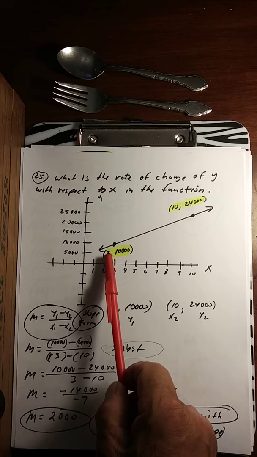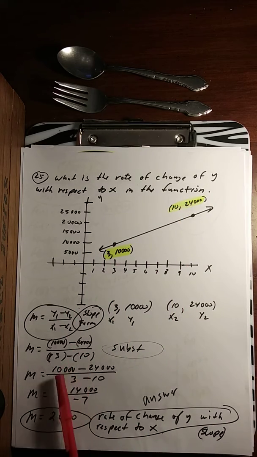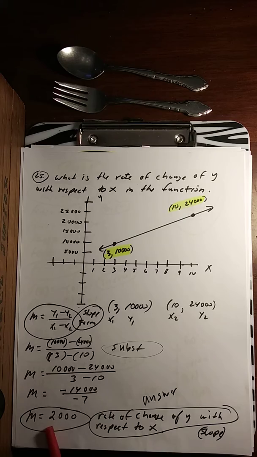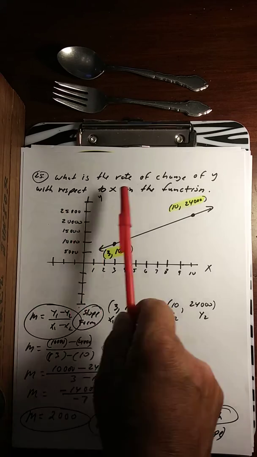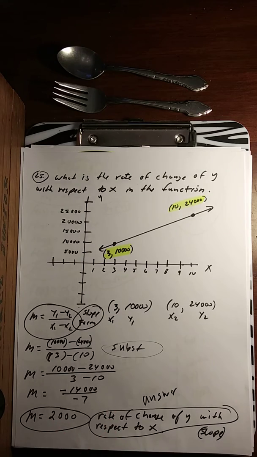This one. 3 and 10,000. 10 and 24,000. Put the numbers in there. 10,000 minus 24,000 is 14,000. This is minus 7. This here's going to be 2,000. So this is the, find what is the rate of change of y with respect to x. Is that right there? Or like the slope.